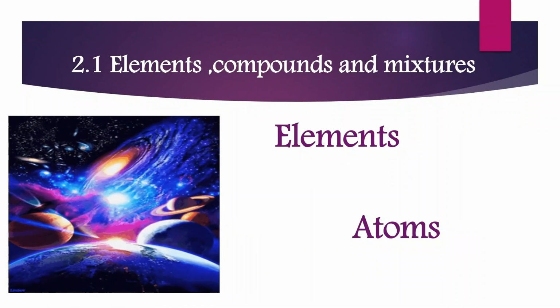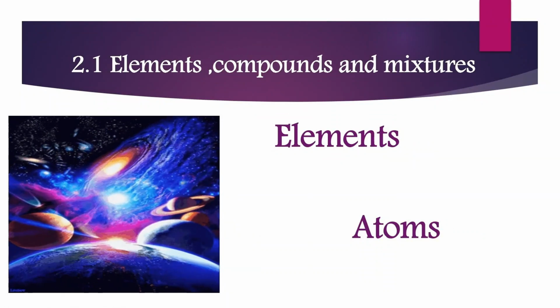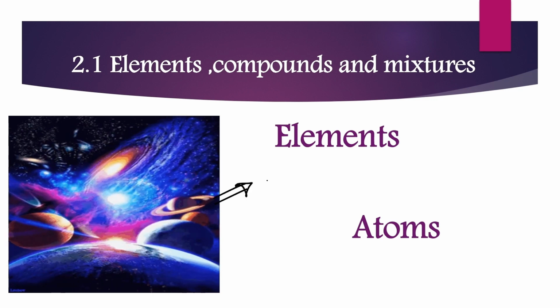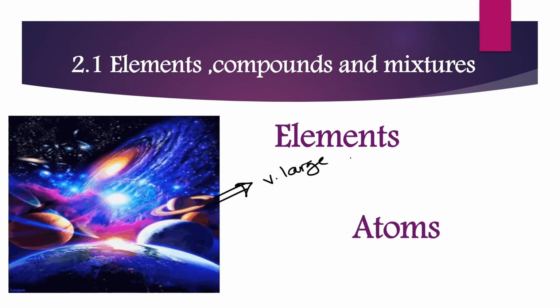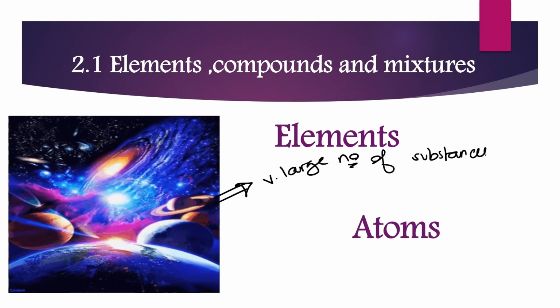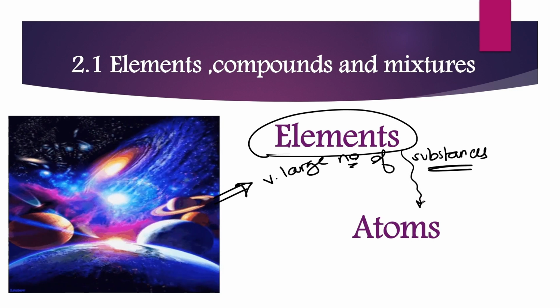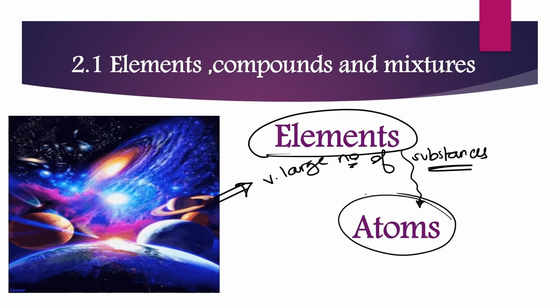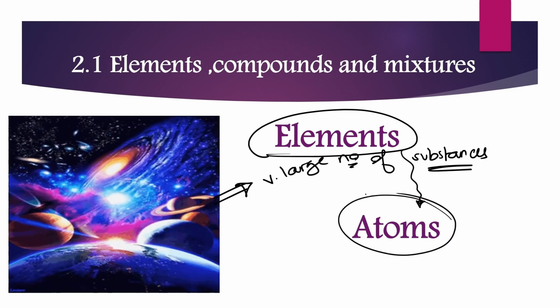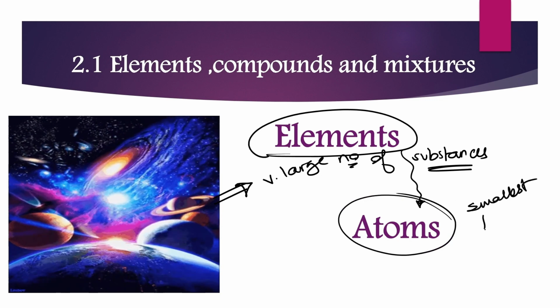Subtopic 2.1 Elements, Compounds, and Mixtures. As we know, the universe is made up of a very large number of substances. These substances are called the elements. And each element is composed of its own kind of particles, which are the atoms. So the atoms are the smallest particles of matter.